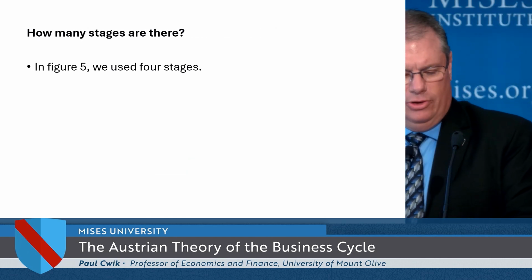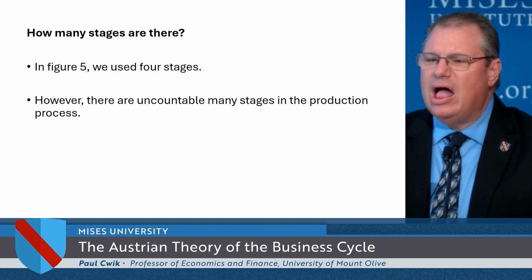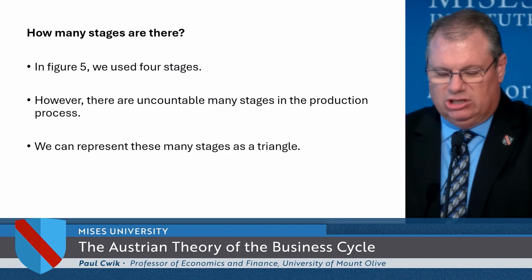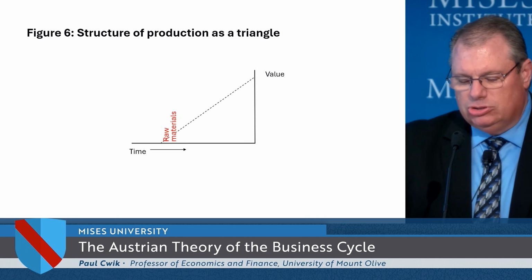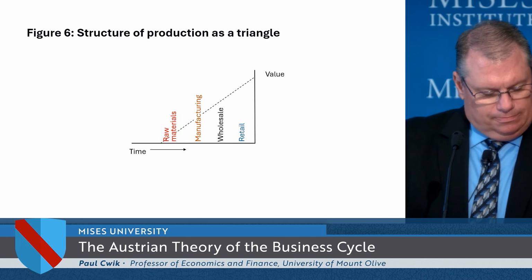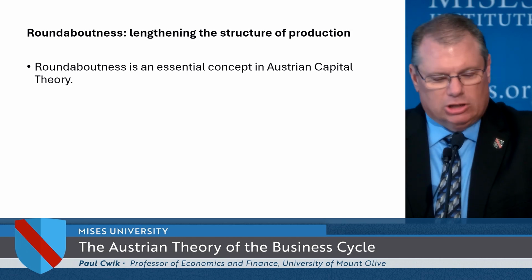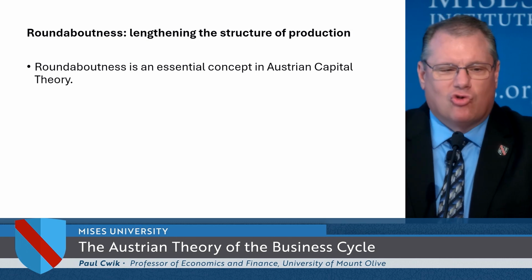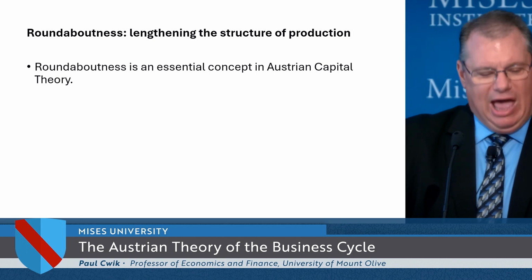So how many stages are there? Well, in that last figure, we had 4 stages. However, in reality, there are uncountably many stages in production, and we can represent these many stages as a triangle. So here is what we call a Hayekian triangle. But you see that the different stages are still embedded in there. Now, Newman talked about roundaboutness, and roundaboutness is a clunky word. It's not great. However, it's sort of the best we have, and it's an essential concept in capital theory.